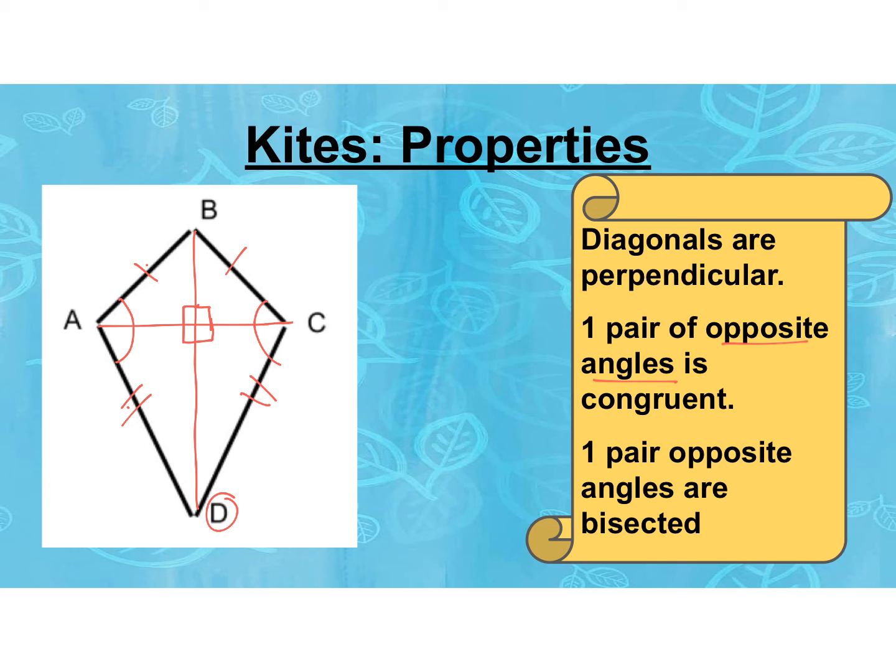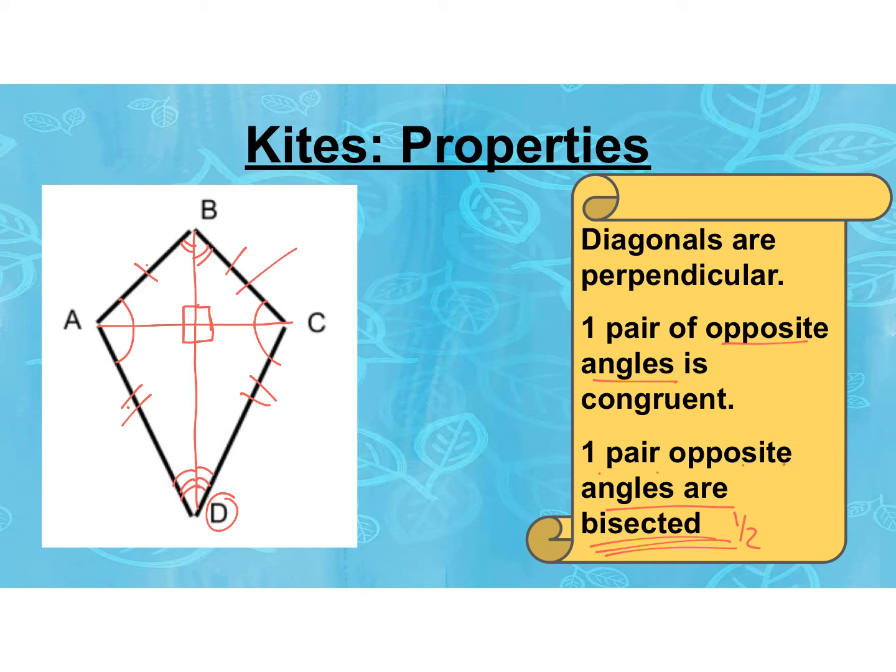And then the last piece, one pair of opposite angles are bisected. Bisected means cut in half. Well, it's not angle A and C. It's angle B that's cut in half. So I'm going to put 2 marks there and 2 marks there. Those 2 little pieces are congruent. And angle D, 1, 2, 3. So lots of properties when it comes to kites.